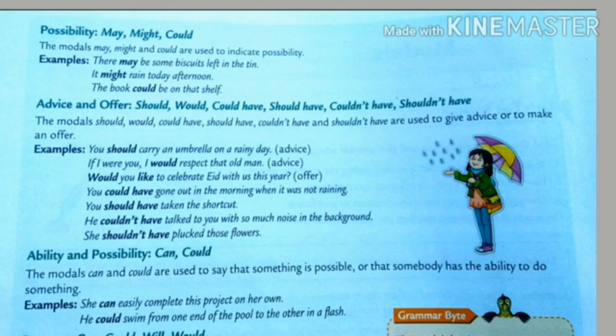Example, she can easily complete this project on her own. Here, we used can to tell about her ability. She can complete this project. She has the ability to complete this project on her own. Next one, he could swim from one end of the pool to the other in a flash.